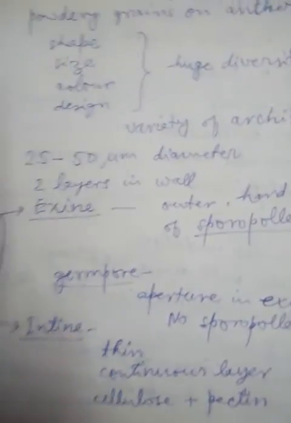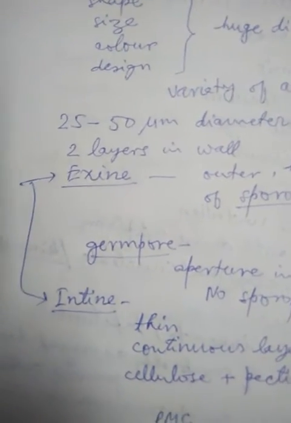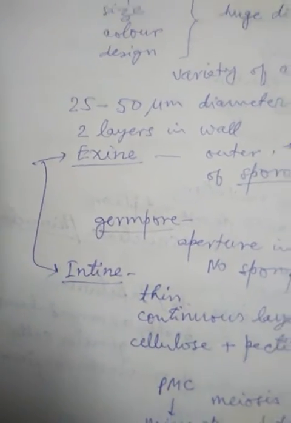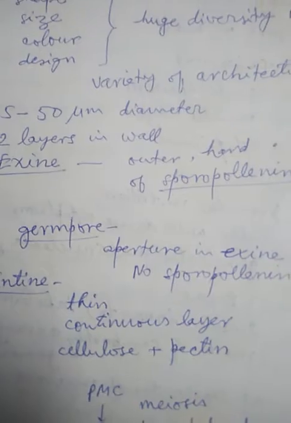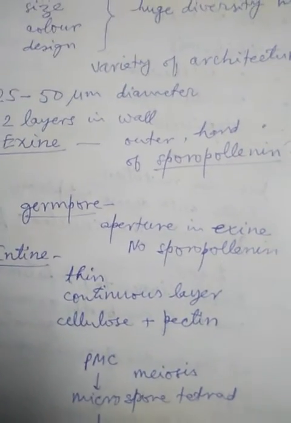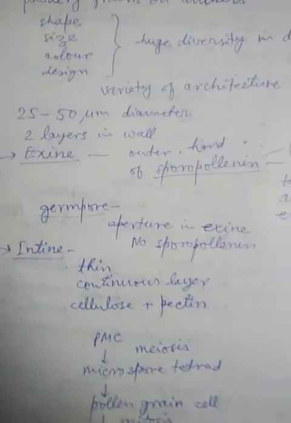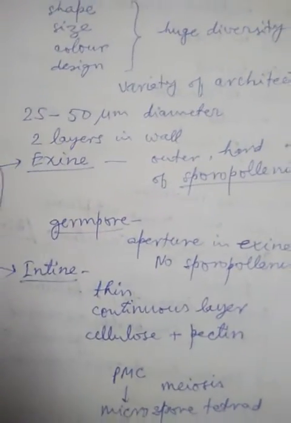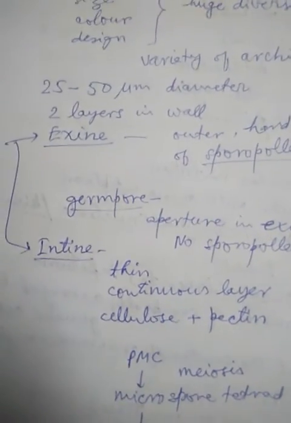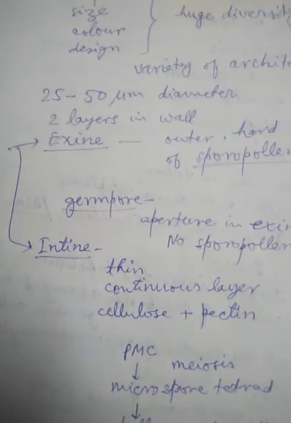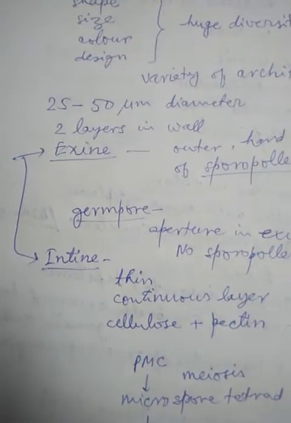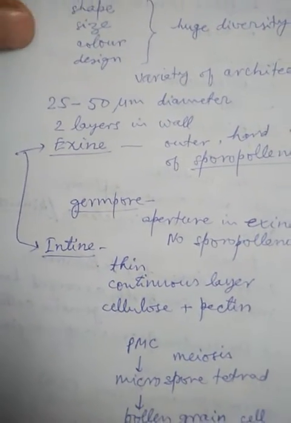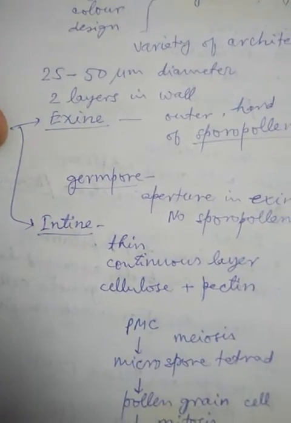Then inside this exine layer, there will be another layer which is called intine. Intine is a very thin layer, but it is a continuous layer. It is made up of mainly cellulose and pectin materials. That means it is also present at the place of the germ pore. It is present throughout the pollen, so that is why it is called a continuous layer. So this is about the structure, that there are two layers in the wall, exine and intine, and we have seen the structure now.